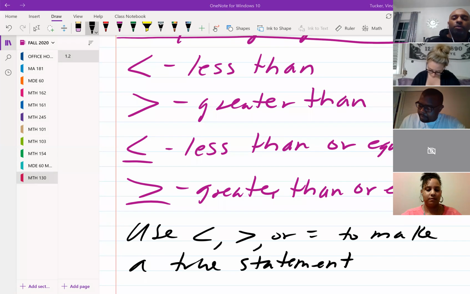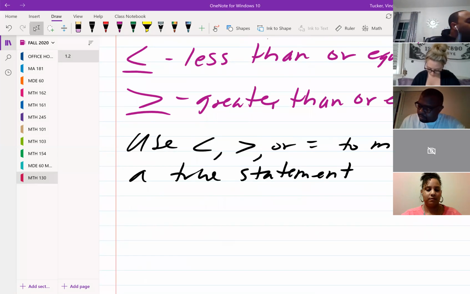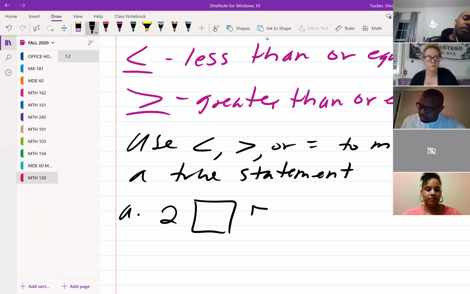All right, so let's use those symbols. One of the first exercises I see says: use less than, greater than, or equal to make a true statement. Okay, let's do this. I just want to make sure you guys are okay with how we use the symbol.